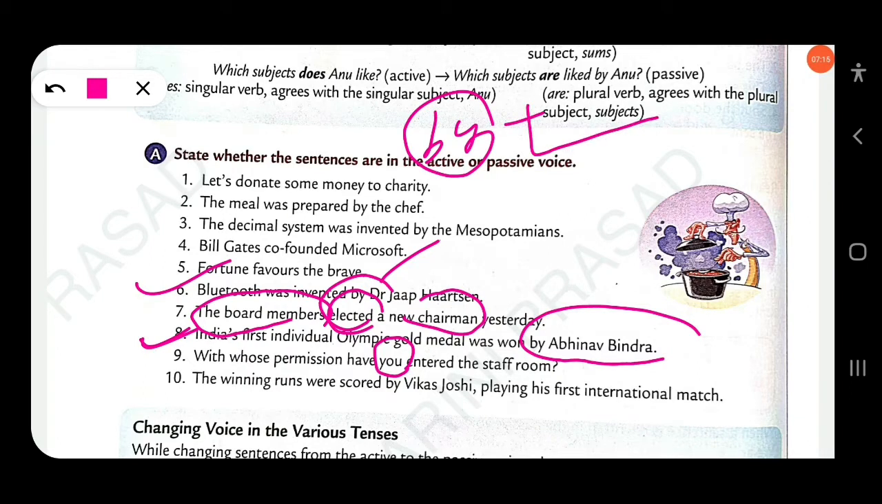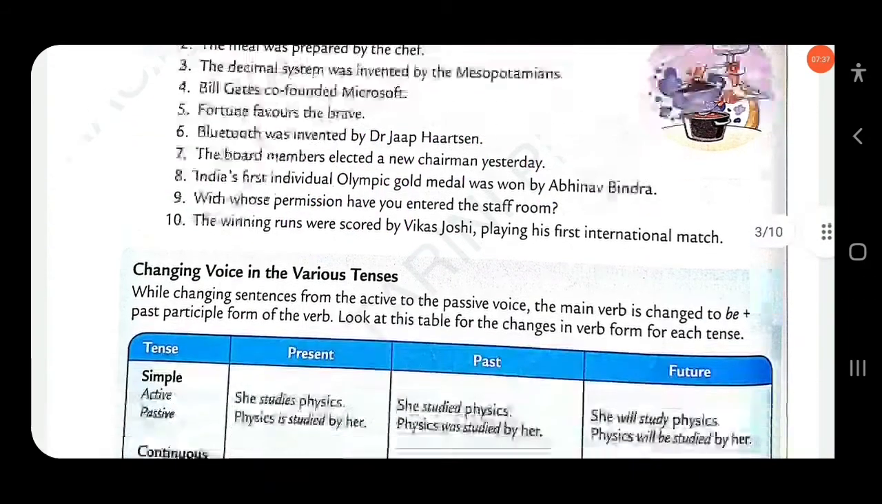Then next, the winning runs were scored by Joshi, playing his first international match. Okay, so this is written in passive, so you can also change it into active. Okay, Joshi scored the winning runs. Okay, so as it is simple past. Clear?